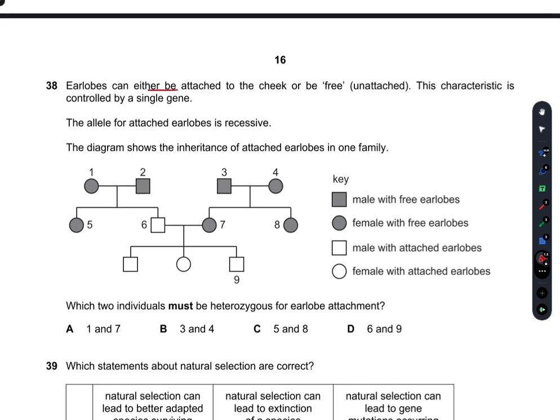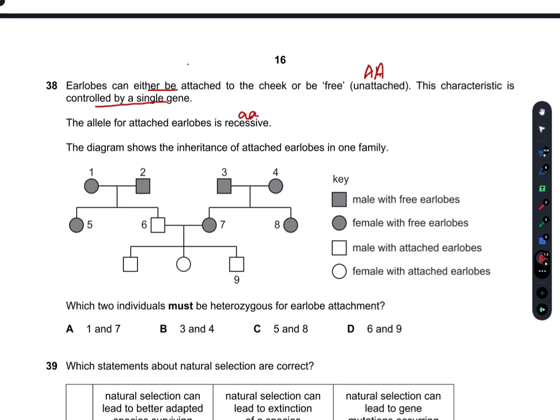Earlobes can either be attached to the cheek or be free. This characteristic is controlled by a single gene. Yes, the allele for attached earlobe is recessive. For recessive, we have both small a, and for unattached, we have capital A.